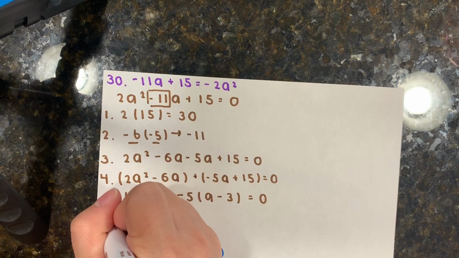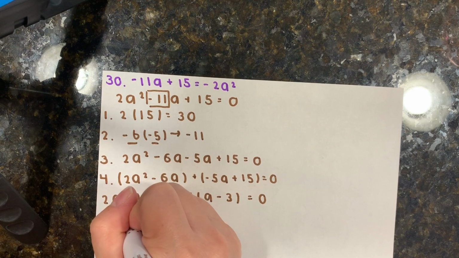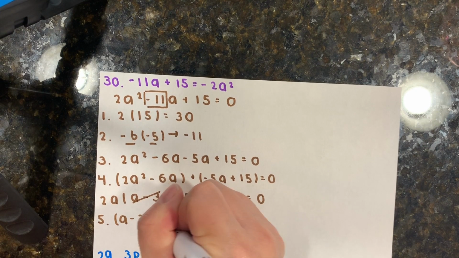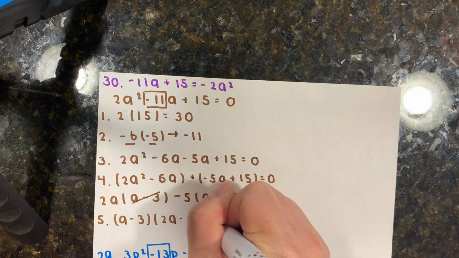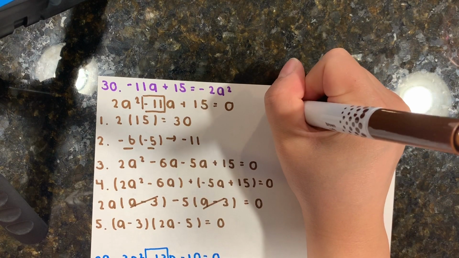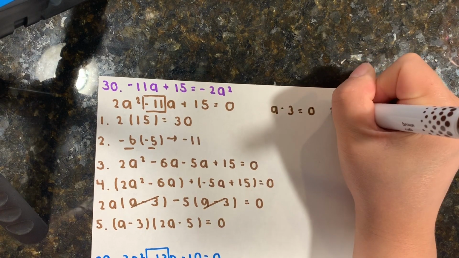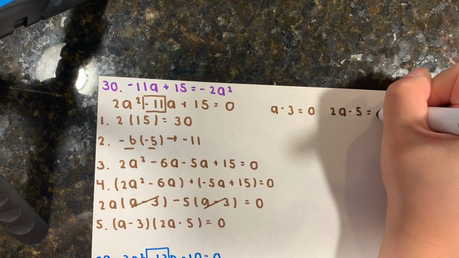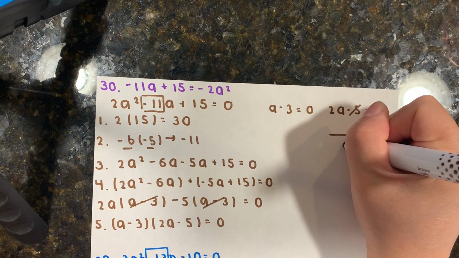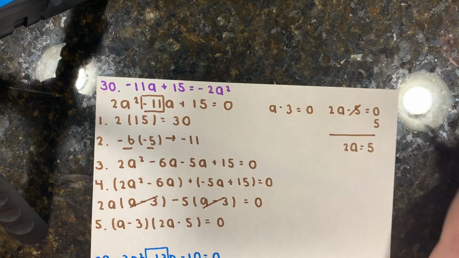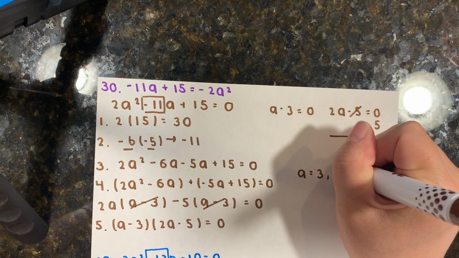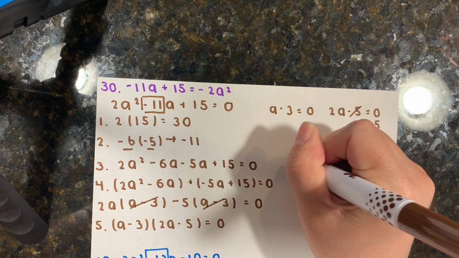You should see that for step 5, I can actually take out an a minus 3. And when I take that out, I would be left with 2a minus 5. To solve for a, you're going to set each of them equal to 0. So you're going to set a minus 3 equals 0, and then 2a minus 5 equals 0. So I'm going to move the 5 to the other side, giving me 2a equals 5, meaning I have two answers. a is going to be equal to 3 for the first one, and then a is equal to 5 over 2 for the second one.